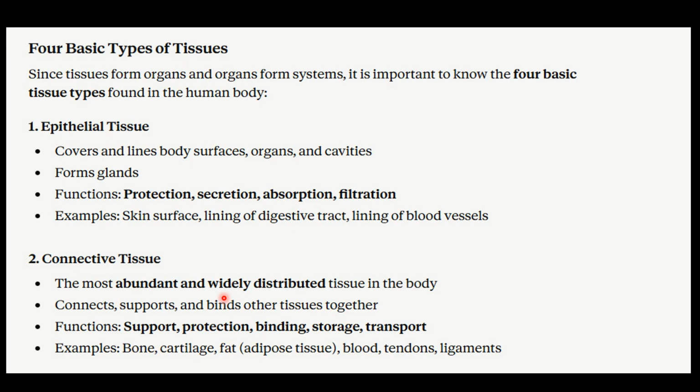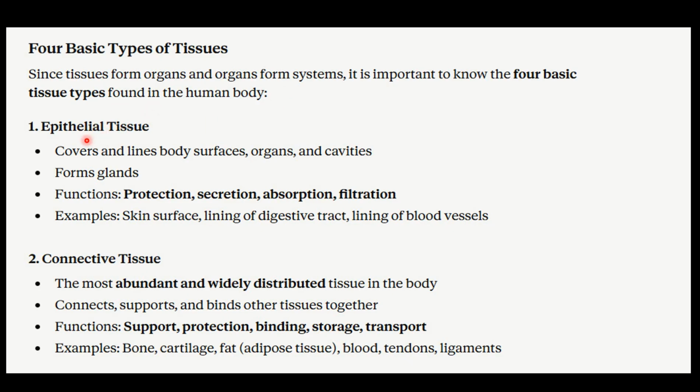Yes, so before we move into the systems properly, we should know at least the 4 basic types of tissues, because tissues form the organ and organs form organ systems. So it is important to know at least the 4 basic tissue types in the human body. So let's see one by one.